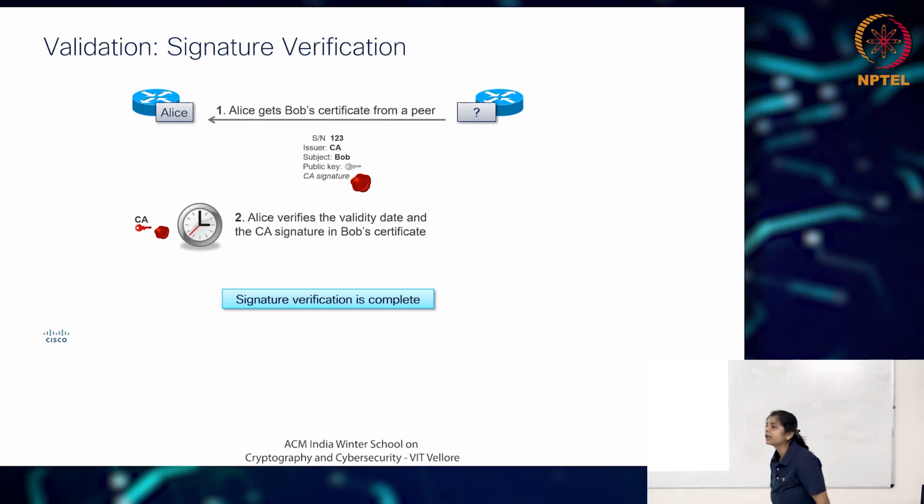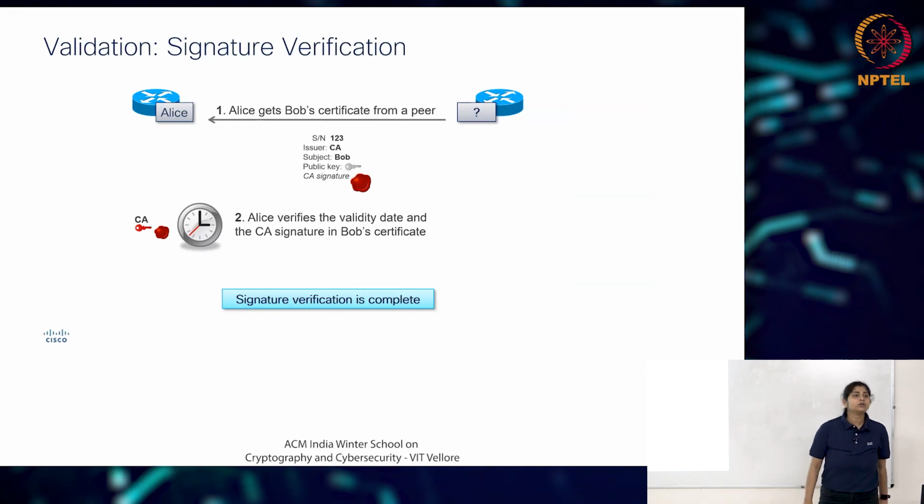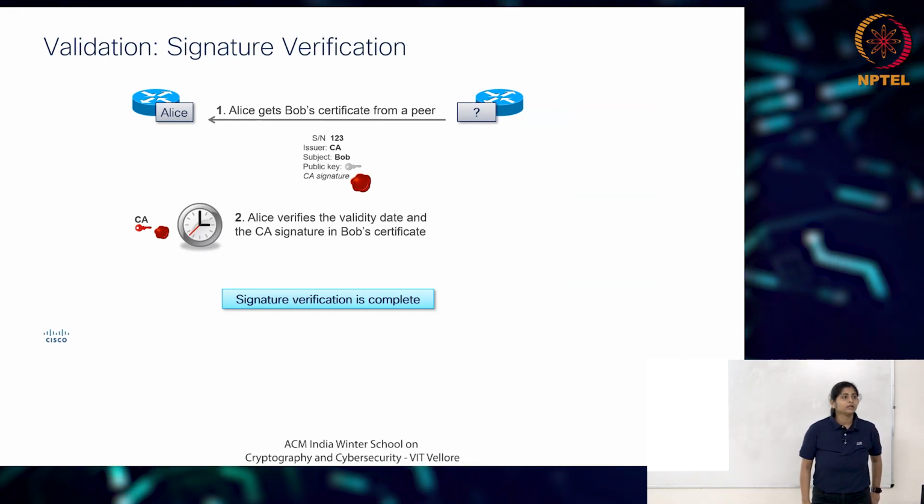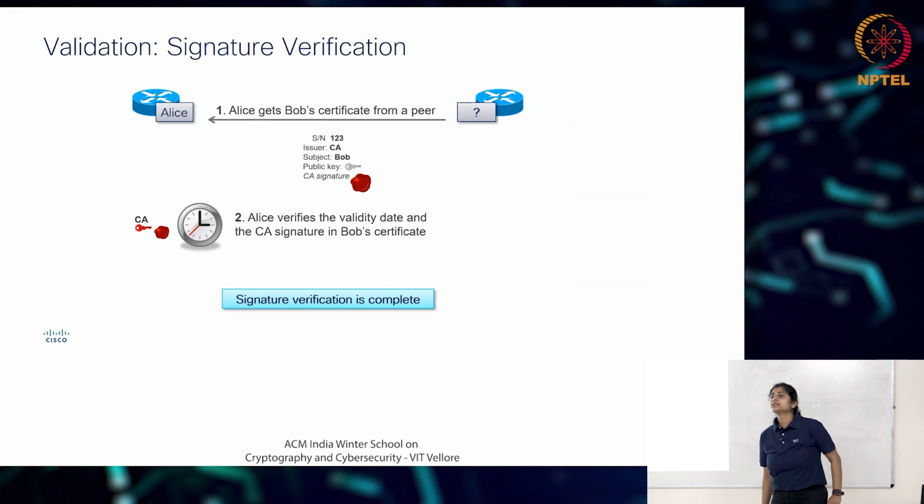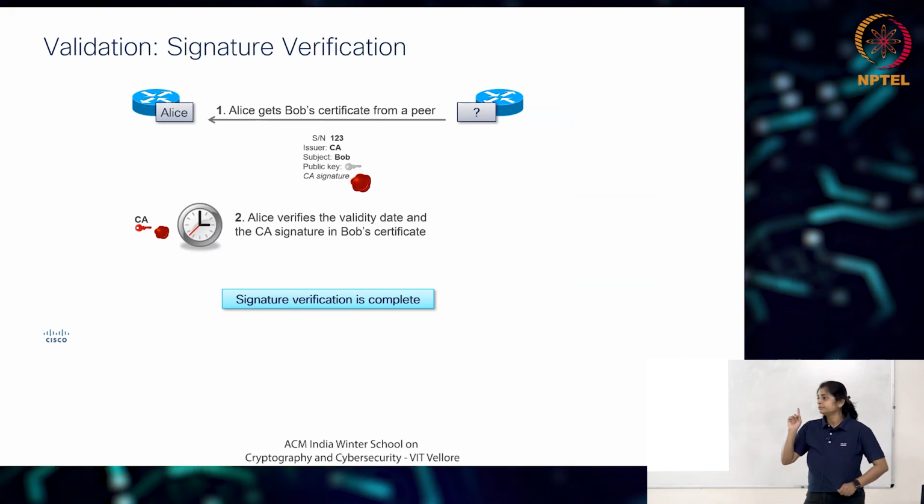Whenever you see a certificate, your first glance should be the validity of the certificate. Is that certificate expired? If that's expired, let your admin know.